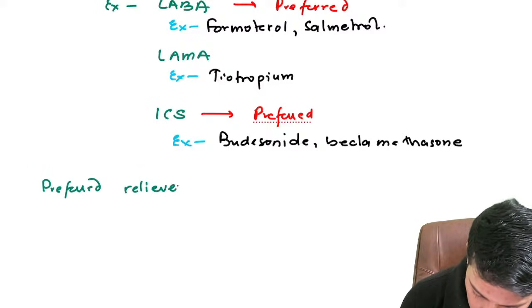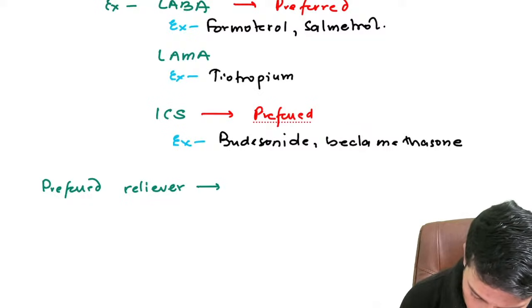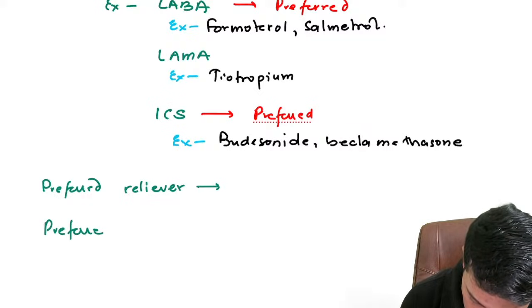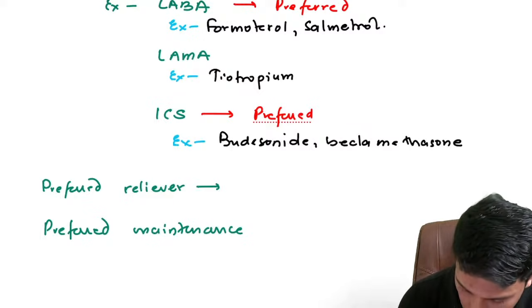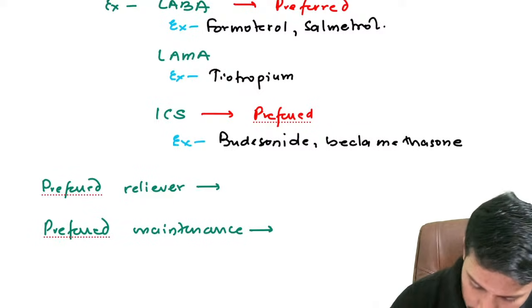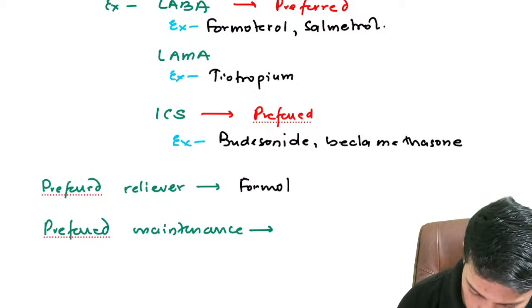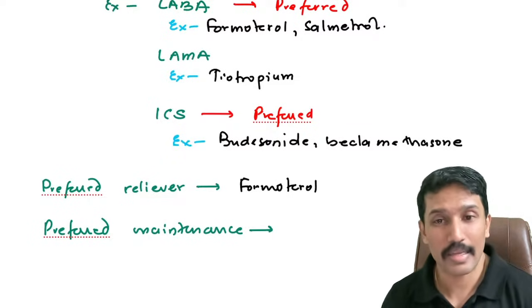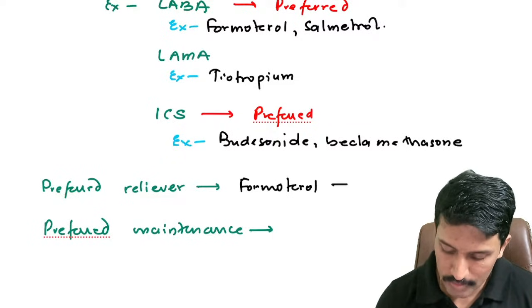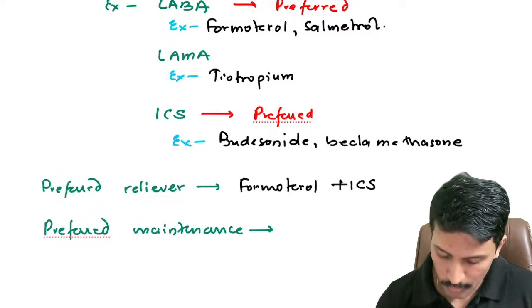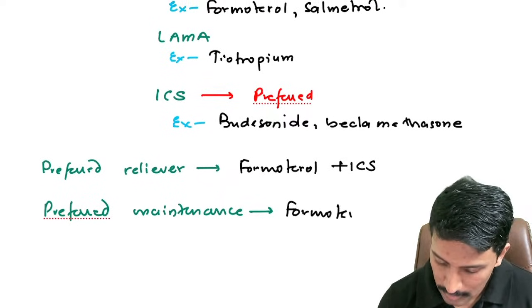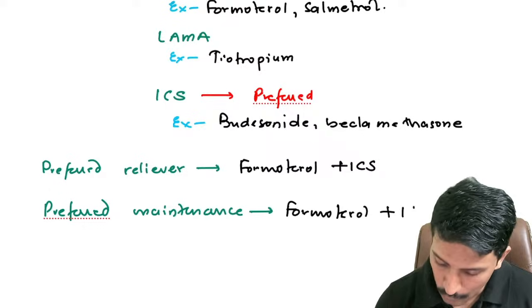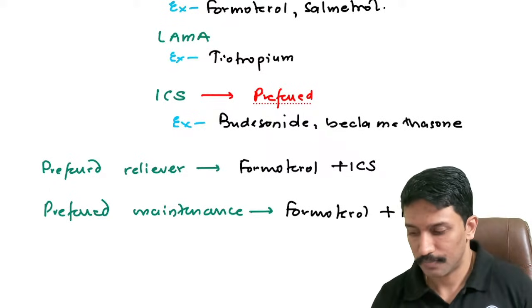Okay. So if you want, you can also write down the preferred reliever and what is the preferred maintenance medication. The preferred reliever is formoterol, and today we do not give the SABA alone, we always give it with inhaled corticosteroid. And for the maintenance also, formoterol is the preferred medication along with inhaled corticosteroid.